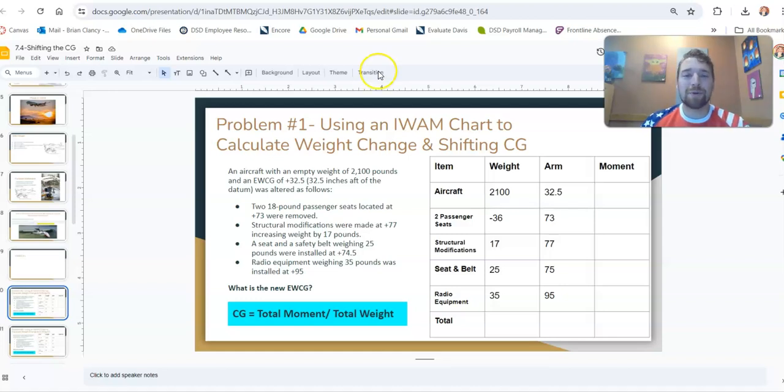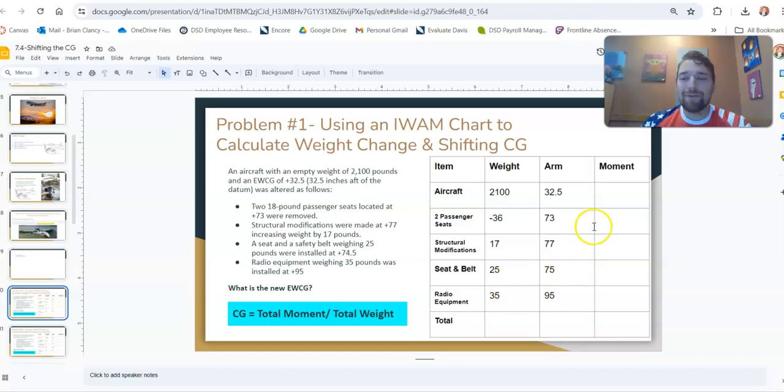So I'm going to start right off the bat with a problem. An aircraft with an empty weight of 2,100 pounds and an empty weight center of gravity of 32.5 inches after the datum was altered as follows. You have two 18-pound passenger seats that were located at Station 73 removed. You have structural modifications that were made at 77, increasing the weight by 17 pounds. You have a seat and a safety belt weighing 25 pounds that were installed at Station 74.5. And radio equipment weighing 35 pounds was installed at Station 95. Now we need to figure out the new empty weight center of gravity.